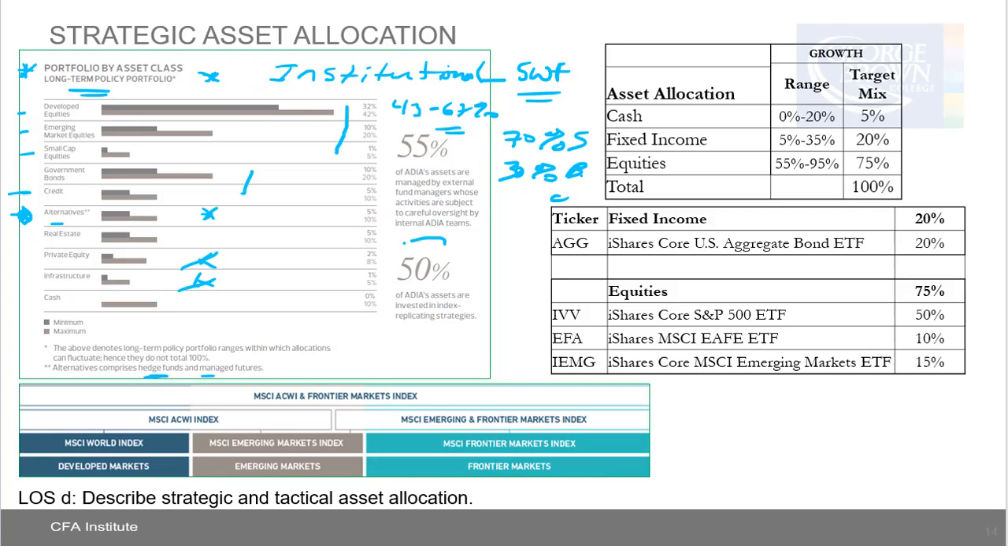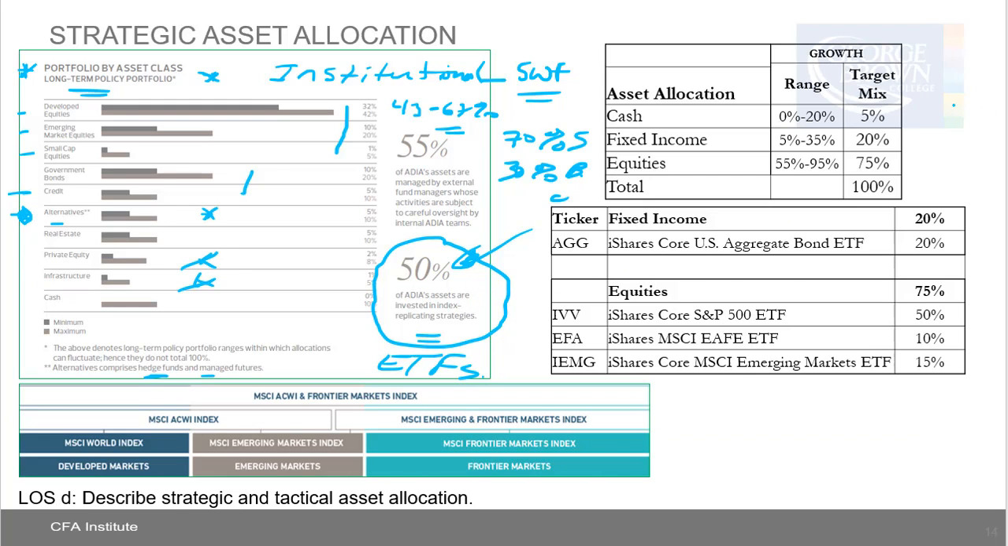And the other key point that I always like to point out is that 50% of Abu Dhabi Investment Authority's assets are invested in index replicating strategies, and these are the ETFs, okay? So yes, they've got 1,100 or 1,200 people working for them, and 55% are managed by external fund managers. But for an individual, if you set up a 70% stock, 30% bond portfolio and used ETFs, your returns and your risk profile might not be all that much different than a big institutional investor, okay?